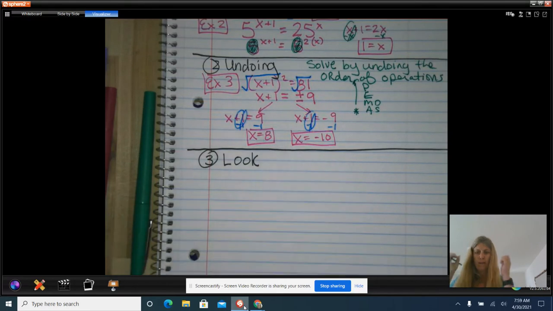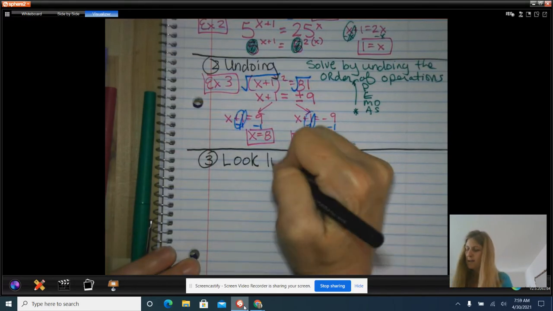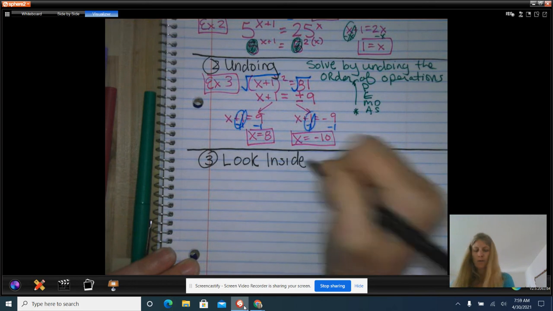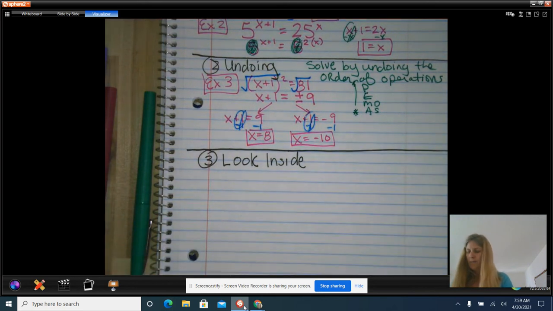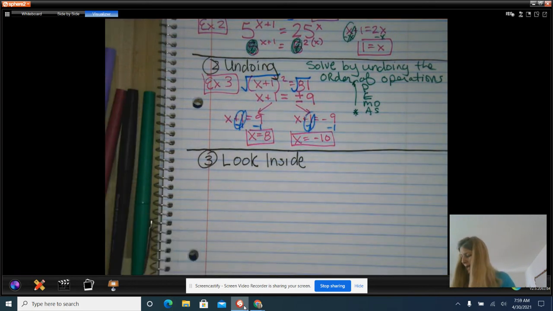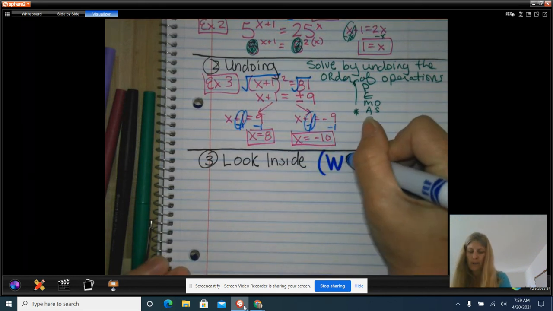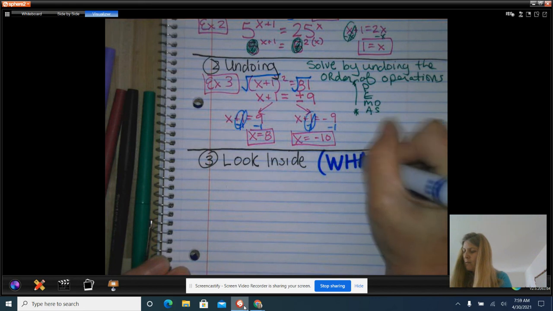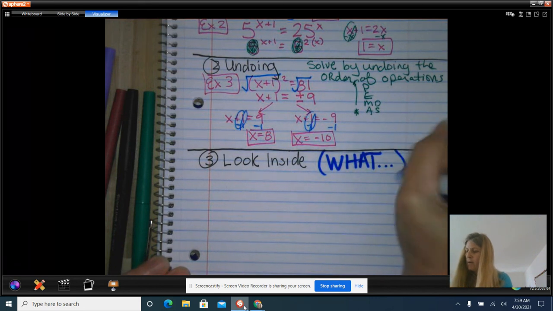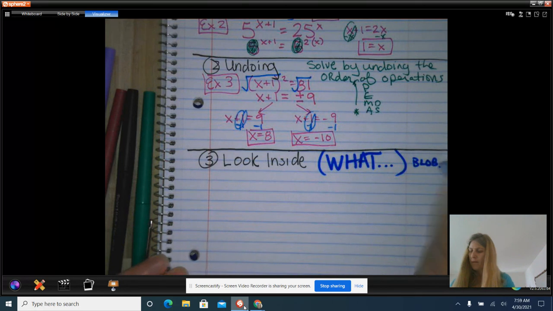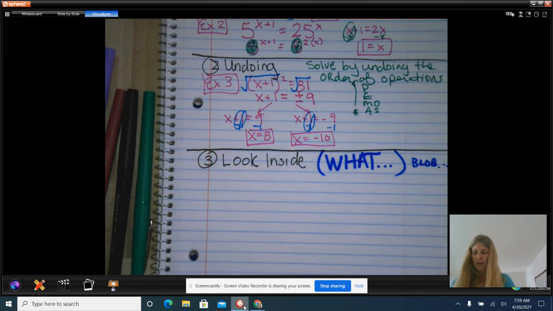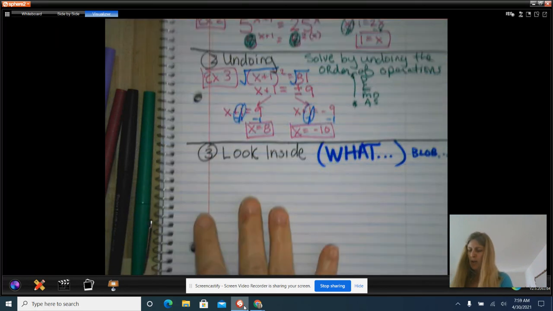Okay, and our third and last one that we're going to be looking at tonight is the one that kind of makes your brain go a little bit more than anything else, and it's called looking inside. I don't do this one myself naturally. However, when I do, I'm like, oh, I like that. It's something where we do a little swap in our brain. This is what I call the what method. Some people call it the blob method.